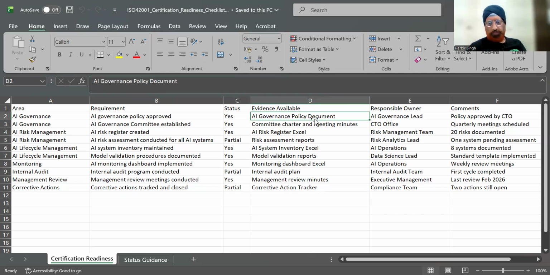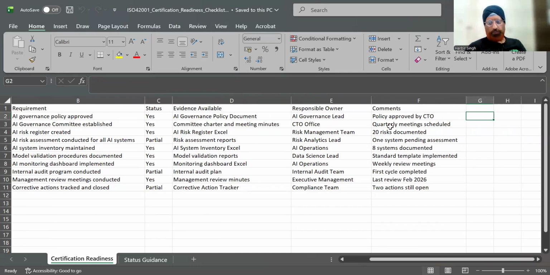The AI governance policy document is there, and then the committee charter and meeting minutes are there, right? And then who is the owner? Your AI governance lead is the owner, CTO office is the owner. What are the comments? The policy is approved by the CTO, and quarterly meetings are scheduled, right?